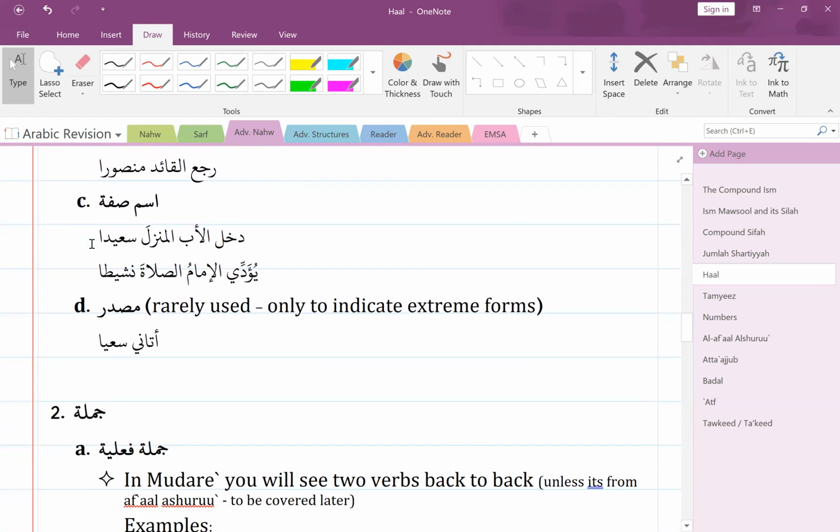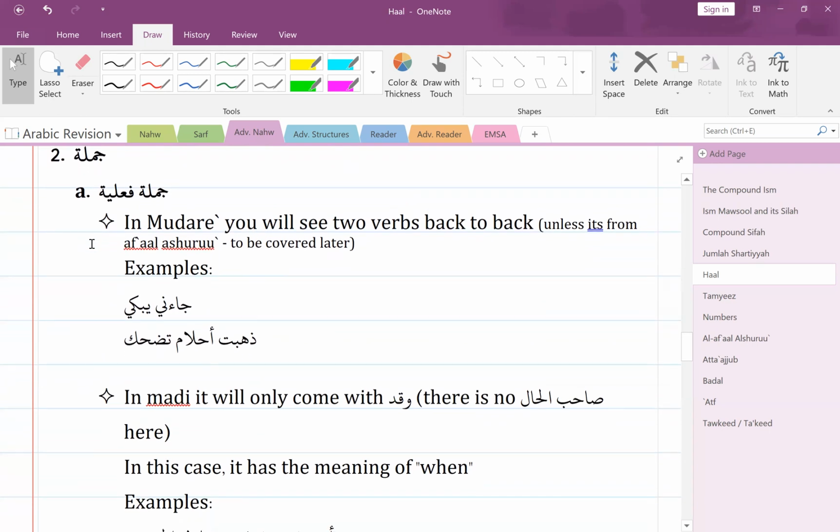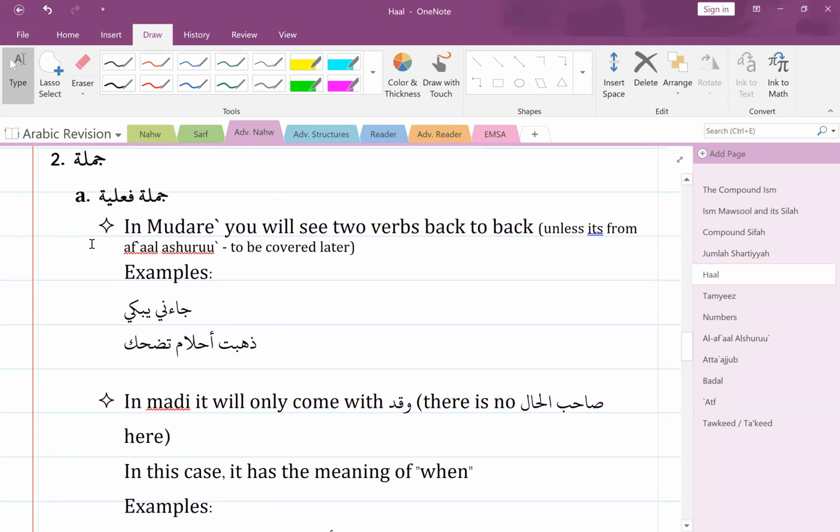Hal as a single ism, which can also have a hal as an entire sentence. It can either be a jumla fi'liya or it can be a jumla ismiya. So let's look at a jumla fi'liya, number one. When you have a jumla fi'liya as a hal, the mudari' form, you will see two verbs back to back. Okay, unless it's from af'al al-shuru', which we'll discuss later. But most of the time, you'd actually see two fi'ls back to back. Sometimes it doesn't have to be exactly back to back, with no separation. Sometimes the fi'l can come at the end. What it means is that I want you to imagine where the sentence ends, and then immediately after that sentence ends, you have another fi'l beginning. So it's like two fi'ls back to back, mudari'.